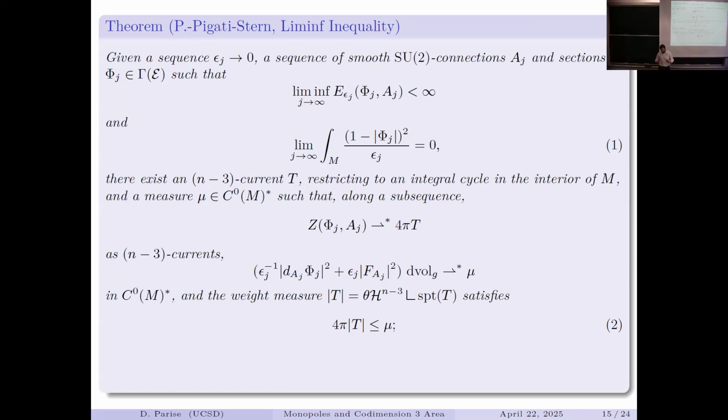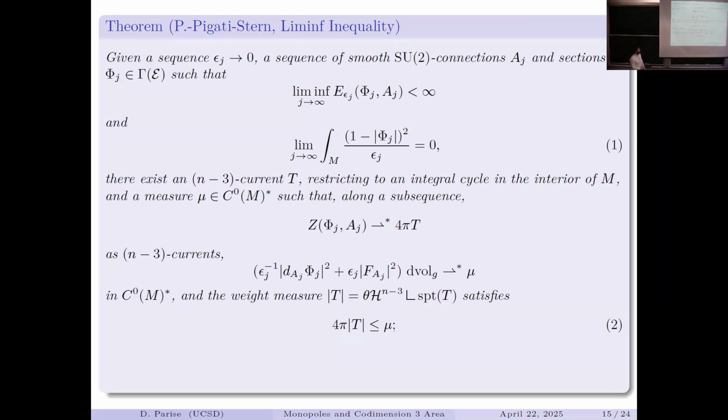So out of this data of a section and a connection, you can extract two limits. One of them is a current, one of them is a Radon measure. The current is the limit of the n-3 currents that I introduced earlier. The Radon measure is just the limit of the integral Radon measures, and there's this precise relationship between the two.